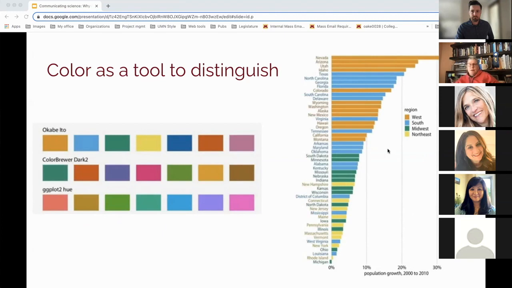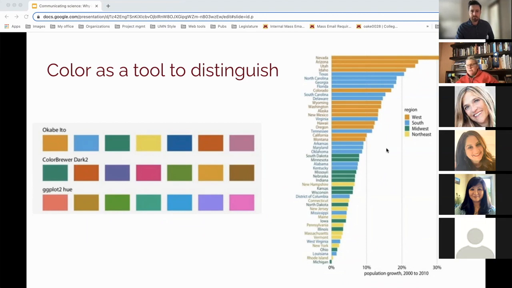The other thing that we use and is incredibly useful is using color as a tool to distinguish. In this example, they're looking at states and population growth. This bar chart is organized from largest population growth down to smallest population growth. And they've used a simple four-region category on top of it. So we can see that the orange bars are from the West, the blue from the South, the green from the Midwest, and the yellow from the Northeast.